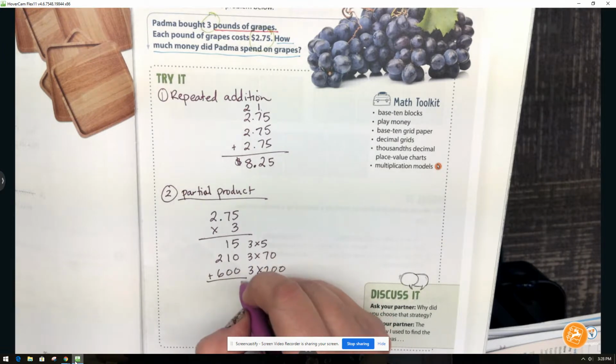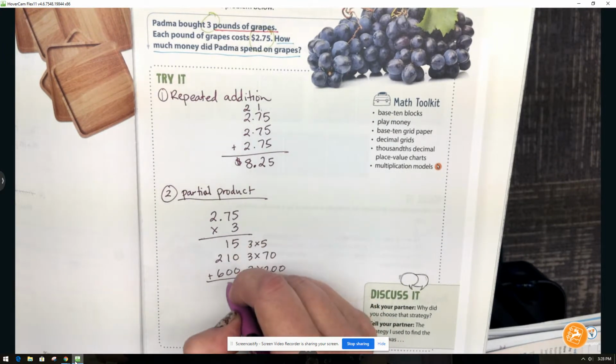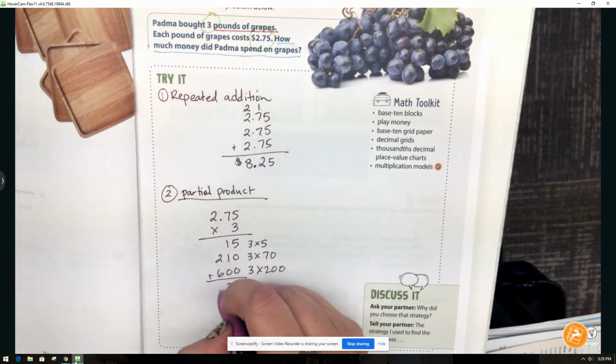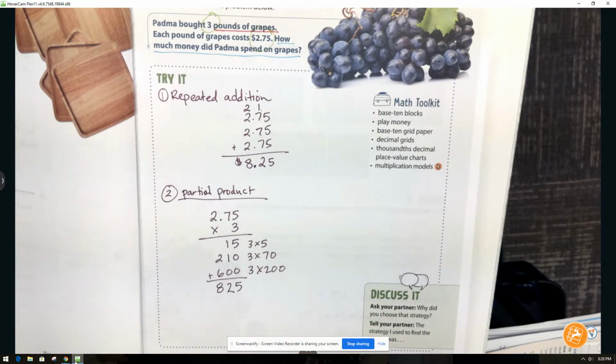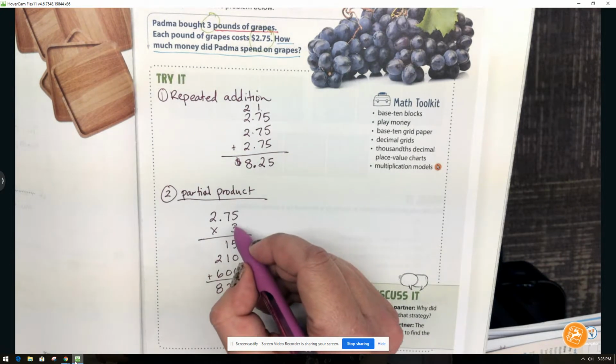5 plus 0 plus 0 is 5. 1 plus 1 is 2. And then 2 plus 6 is 8. Now, right now, I don't have a decimal point in my answer. So remember, we need to look back at our original problem.